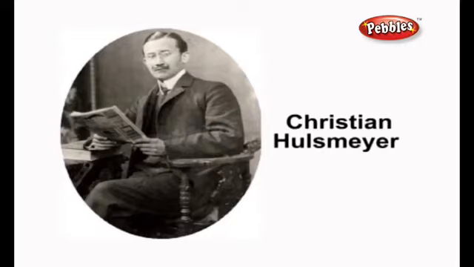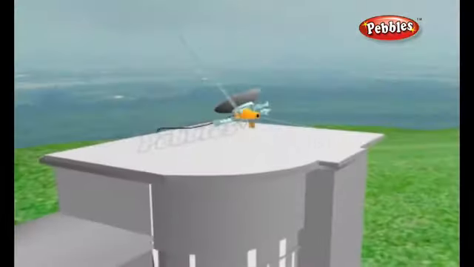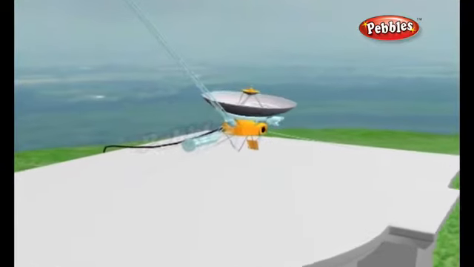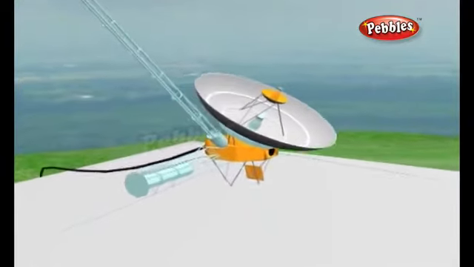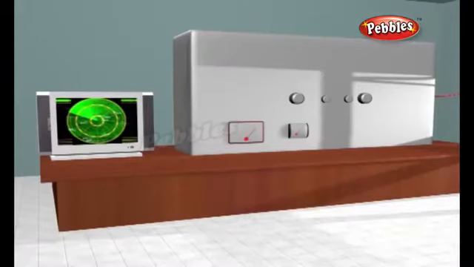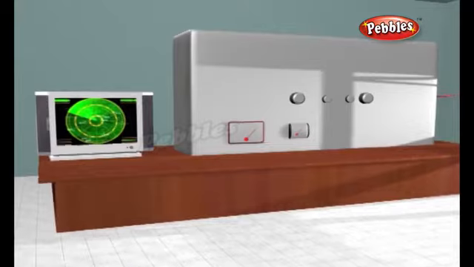The first to use radio waves to detect the presence of distant metallic objects was Christian Holzmann. Whether it's mounted on a plane, a ship, or anything else, a radar set needs the same basic set of components: something to generate radio waves, something to send them out into space, something to receive them, and some means of displaying information so the radar operator can quickly understand it.